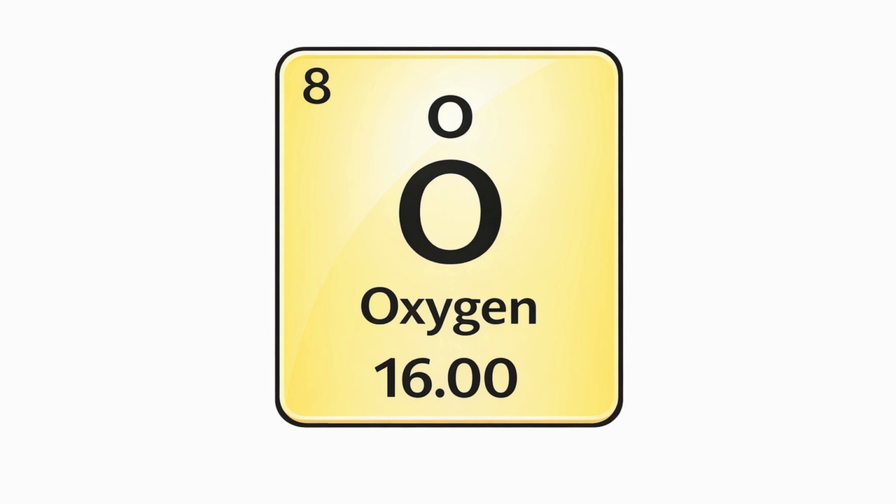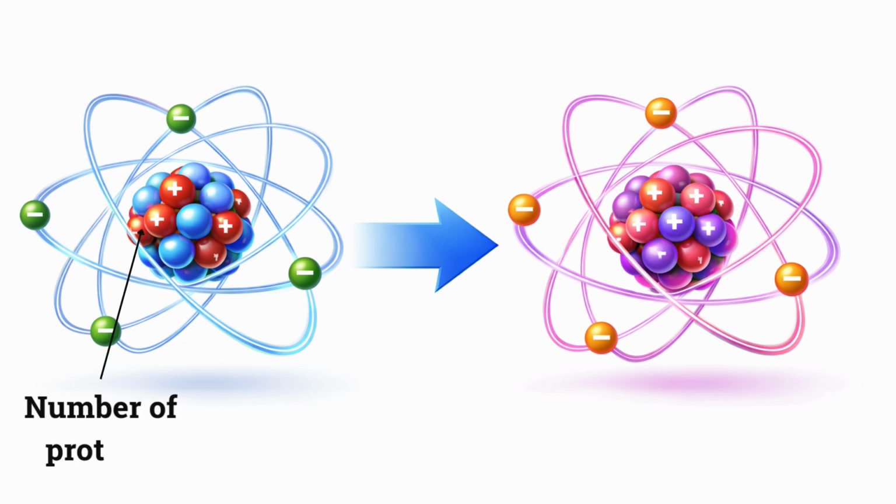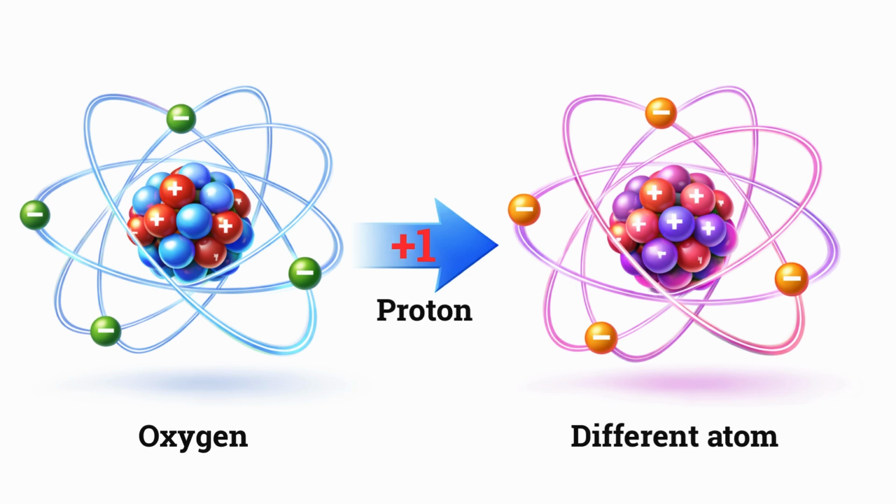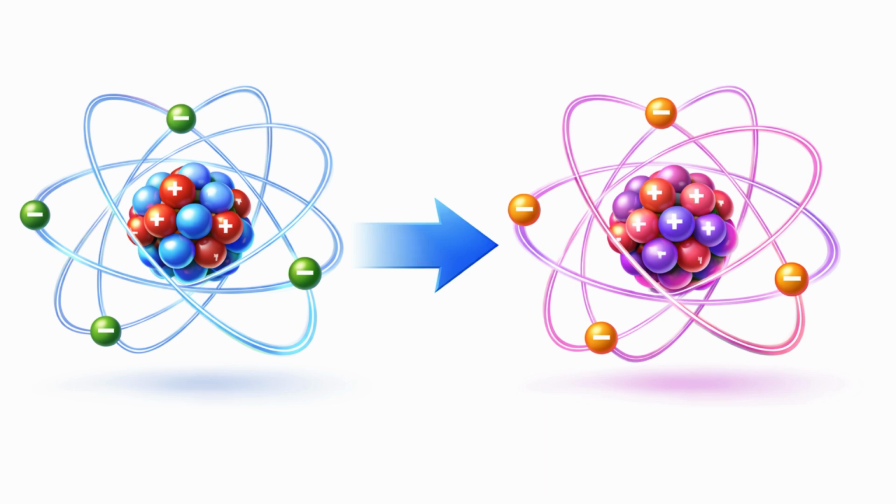For example, every oxygen atom has 8 protons. If you change the number of protons, you no longer have oxygen. You have a completely different element. Atomic number tells us the atom of the element represented.